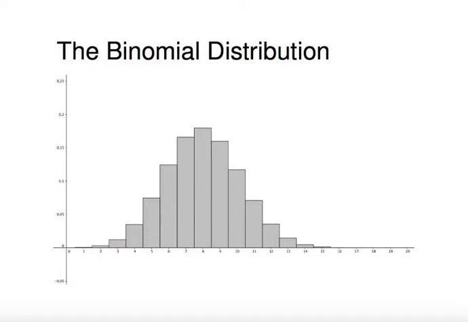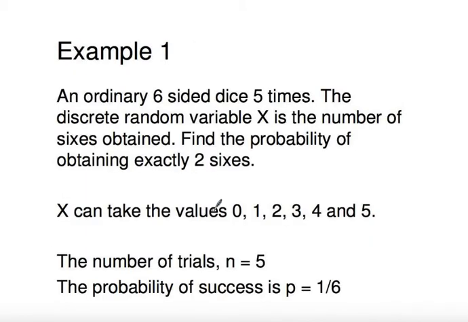So let's have a look at calculating some problems with the binomial distribution. First example we're going to do using first principles. So we have an ordinary 6-sided dice rolled 5 times. The discrete random variable X is the number of 6s obtained. We want to find the probability of obtaining exactly 2 6s. Now if X is the discrete random variable, it's the number of 6s I can get, these can take the values 0, 1, 2, 3, 4 and 5. We know that the number of trials n is 5 and that the probability of success is 1/6.